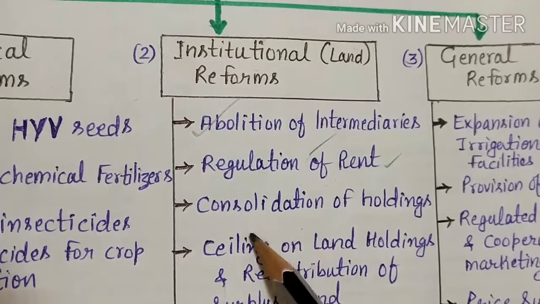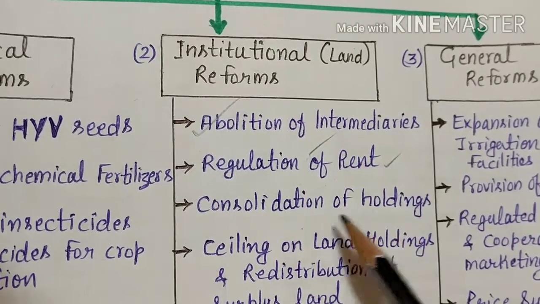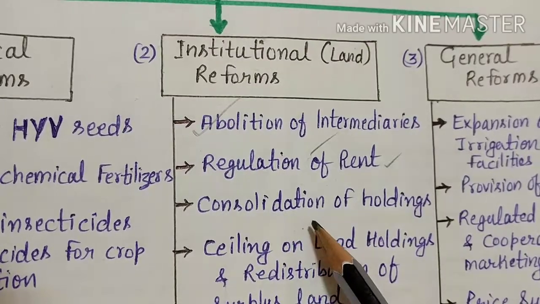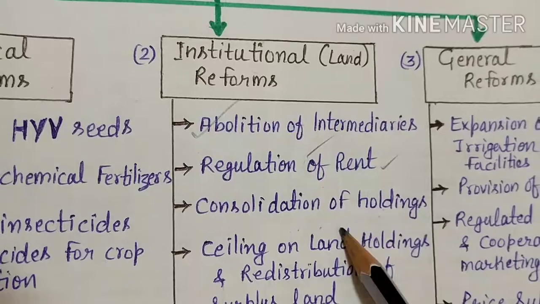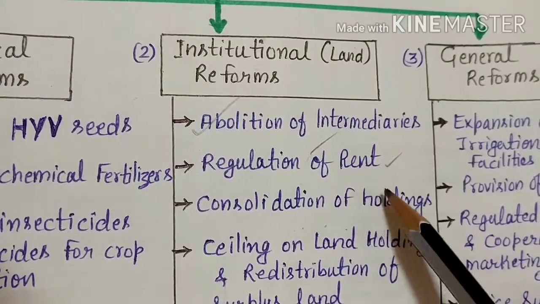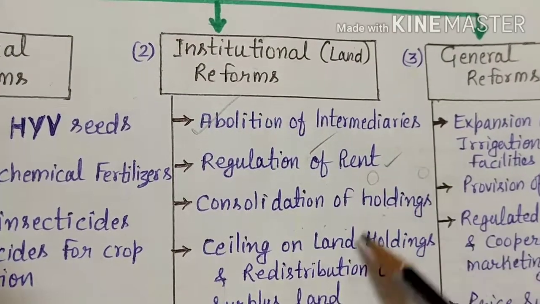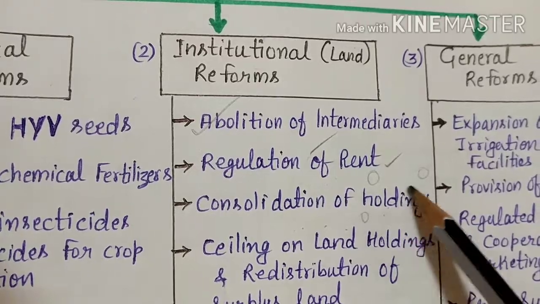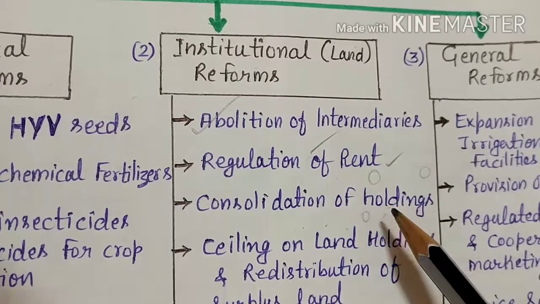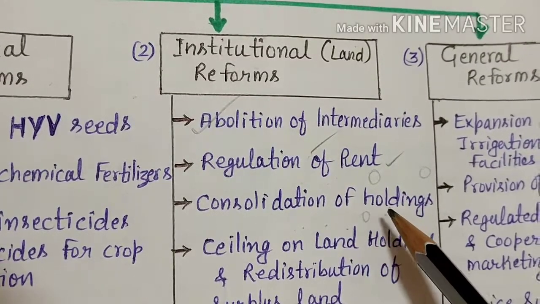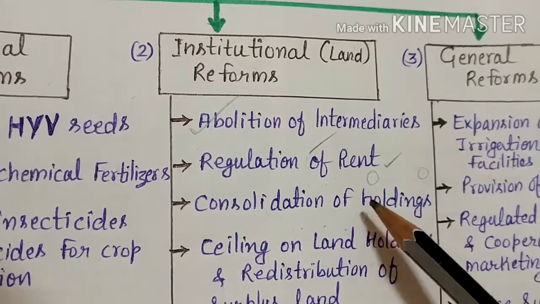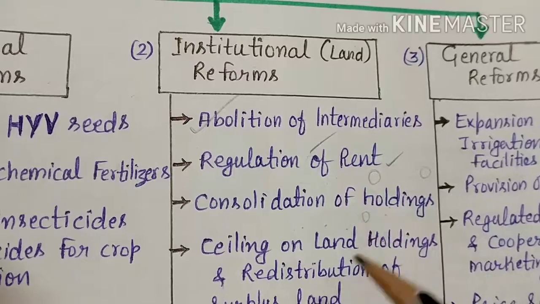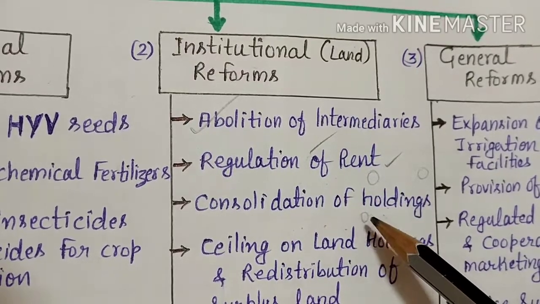Then comes consolidation of holdings. What is the meaning of consolidation here? Consolidation is a practice of allotting land to the farmers in one place, not fragmented, with one small plot here and another there, which creates problems. In this process, the farmers were provided land at one place as a replacement for their scattered holdings. So it saves their cost of cultivation.